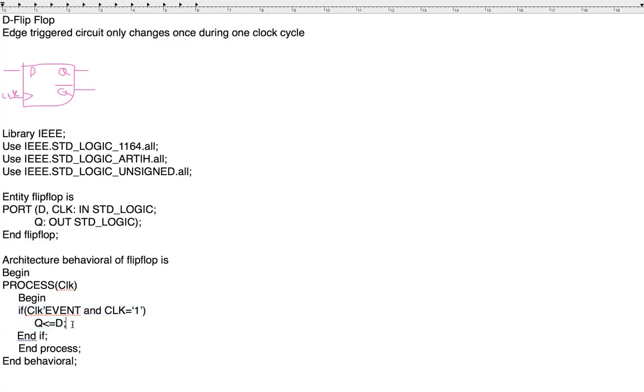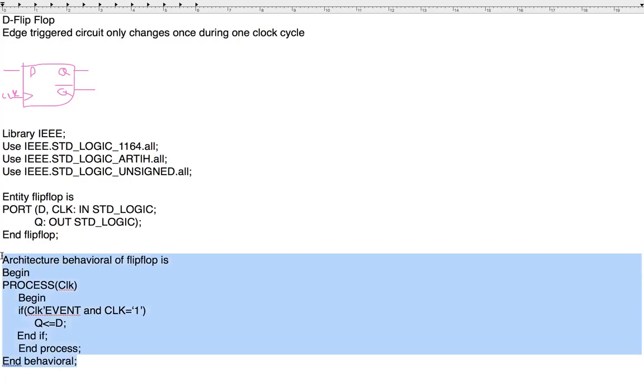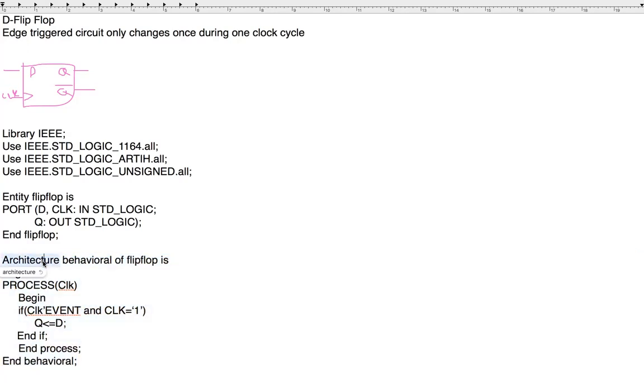Otherwise, oh sorry, why did I say D is D? Else it would be Q is Q. It would stay the same unless the clock event changes. Okay, so we end the if statement, and then we end the process, and then we finally end the behavioral. And so that's everything that occurs within our D flip-flop, and that's the most important one. T flip-flop, who cares about it? If he asks, just reference your notes.